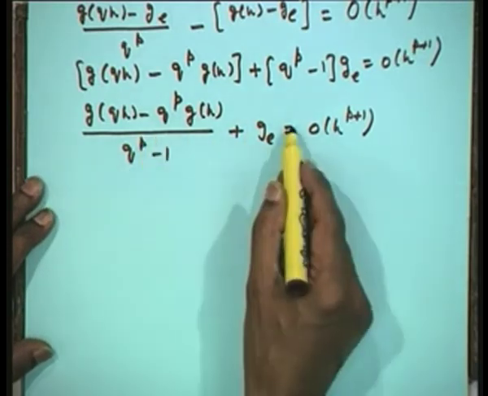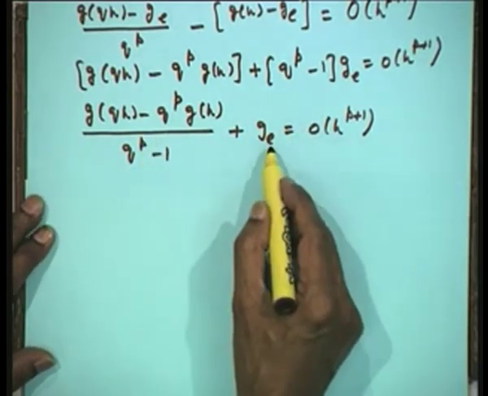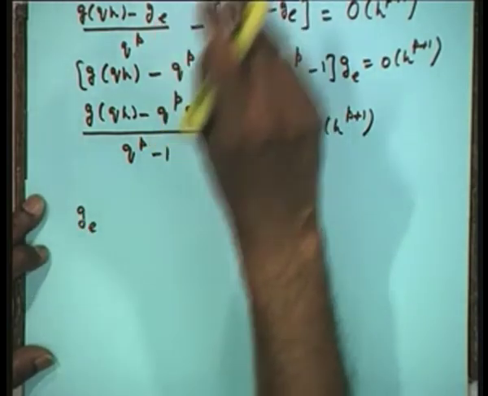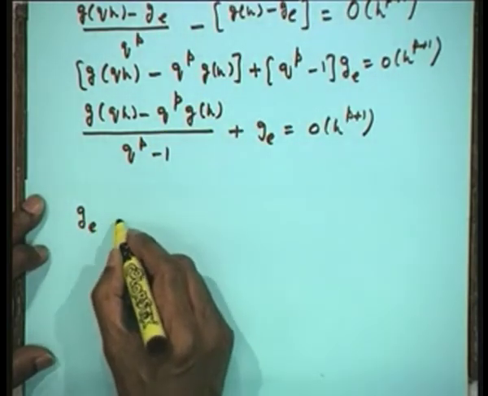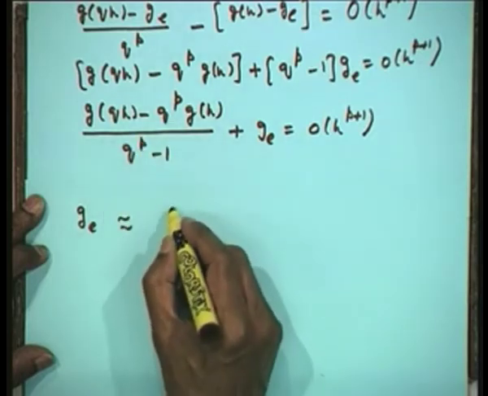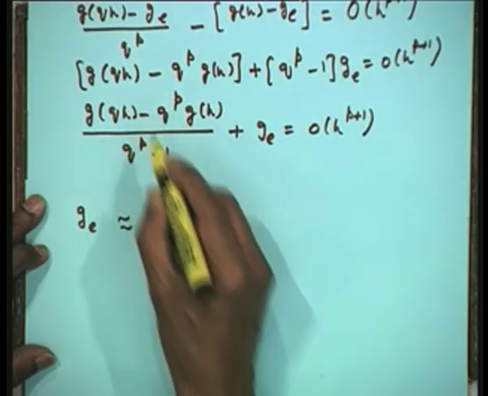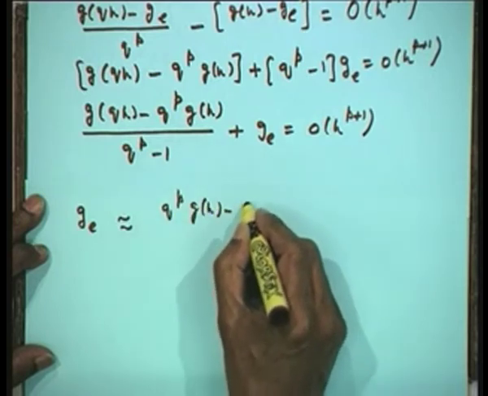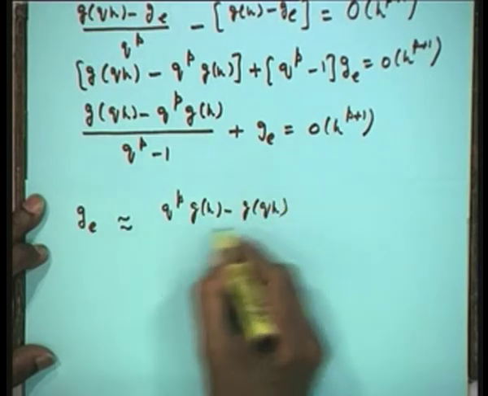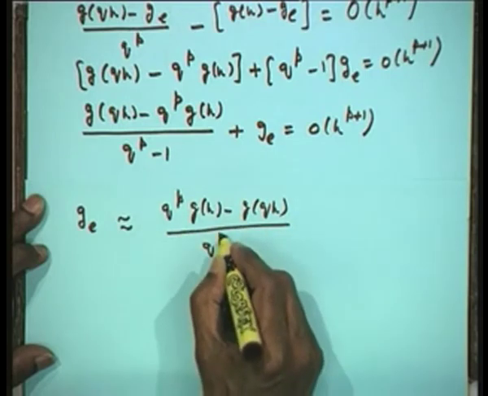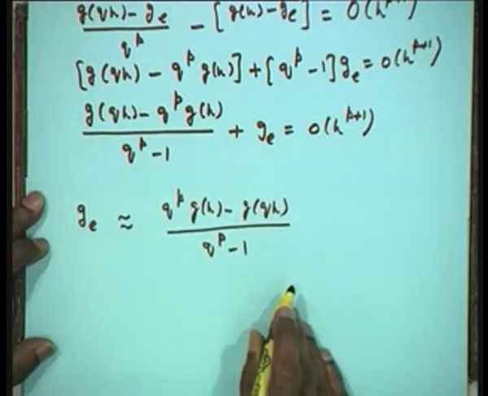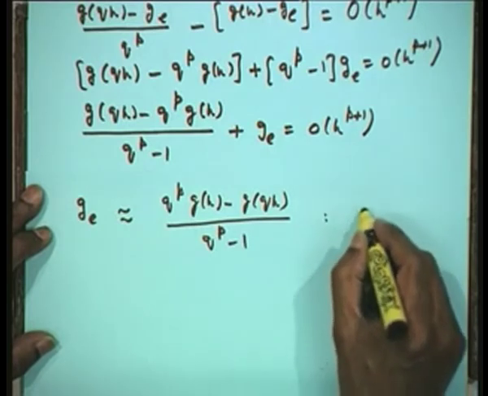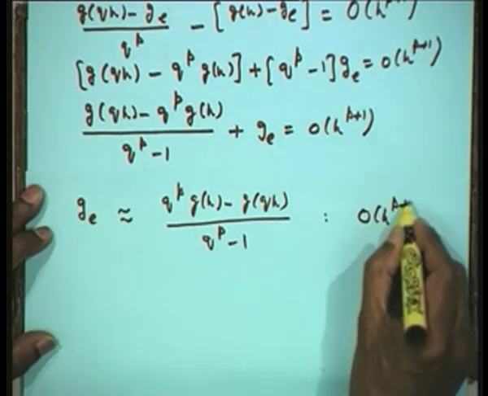Now, if I take this to the right hand side and approximate it as the new value, g of e is the exact value that is being computed. So, I can approximate by this quantity, I take it to the right hand side. So, I will make this as plus sign, q to the power of p g of h minus g of q h divided by q to the power of p minus 1, and the error is now order of h to the power of p plus 1.